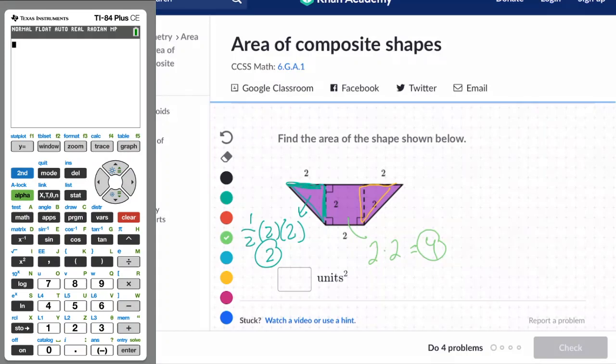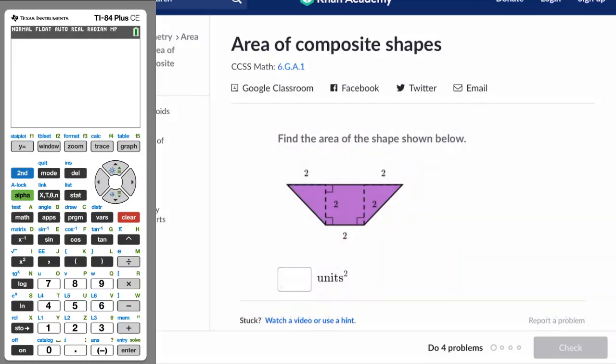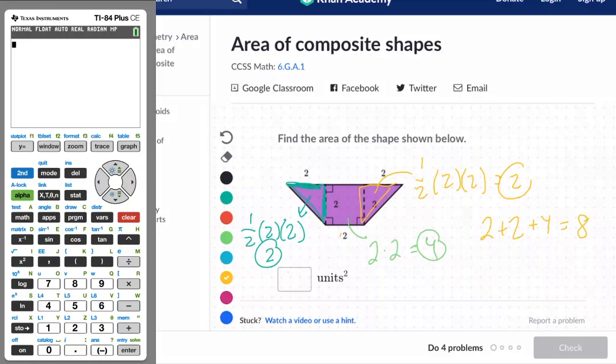And then the triangle on the right side is the same thing, and you're going to do the same steps as you would for the left one. So again, 1/2 the base, which is 2, and the height, which is also 2. So that's going to be 2. So you're going to do 2 plus 2 plus 4, and you should get 4 plus 4, which is 8. So we'll put in 8 for our answer.